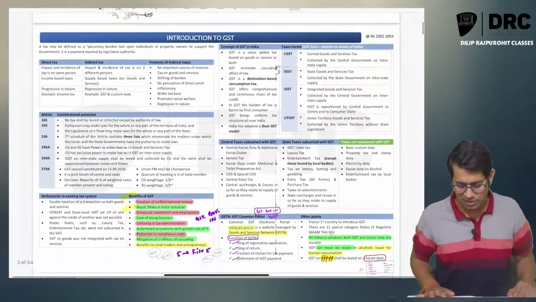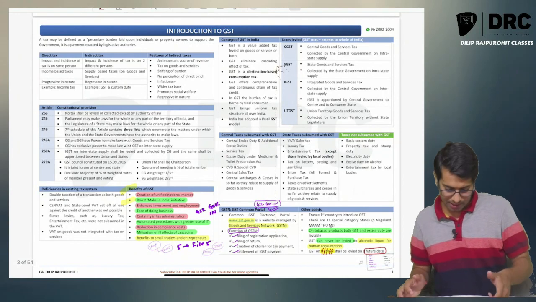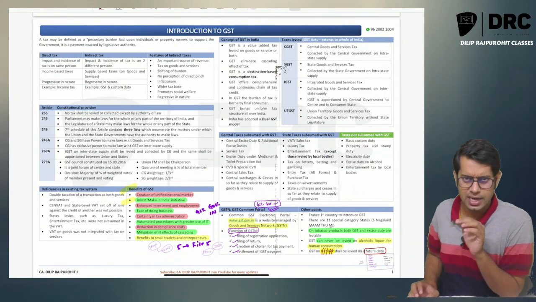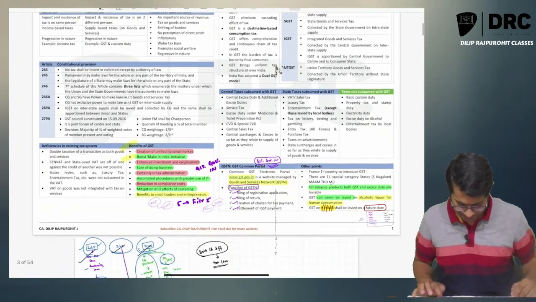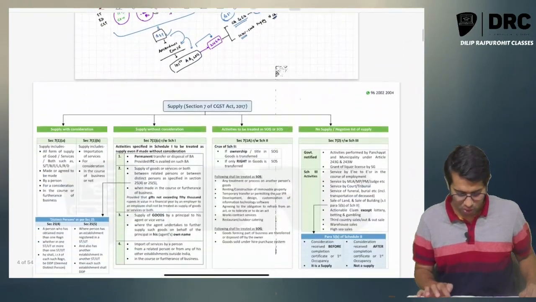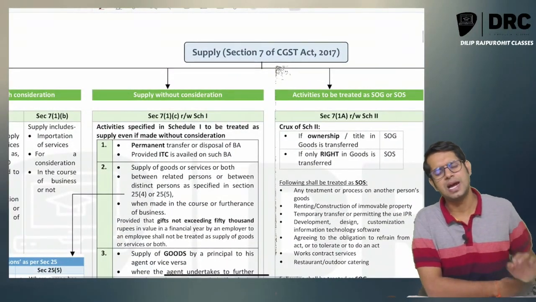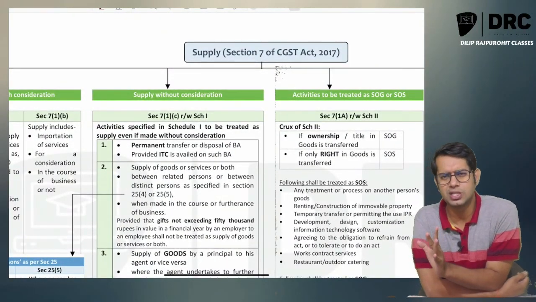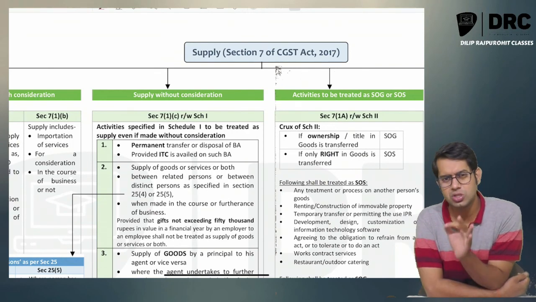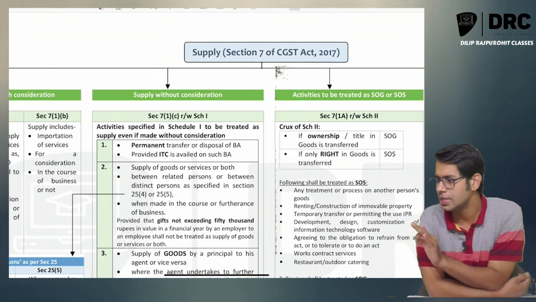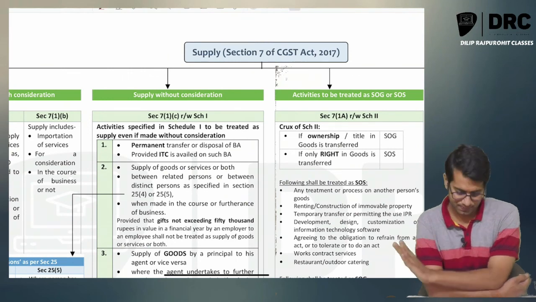Okay, so this completes our discussion on the introduction chapter. I hope you are understanding the classes, and let us meet in our next class, wherein we'll be starting the first and most important discussion on GST, which is supply. The most important chapter in your entire GST law is this particular chapter, which is supply, section 7.